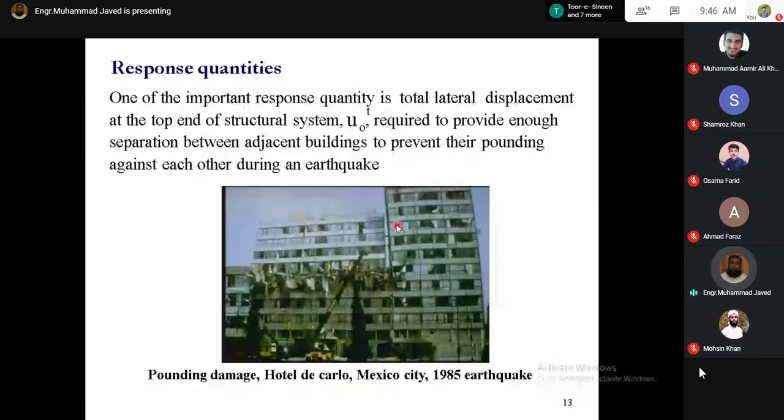Because if the distance between these two structures is less than the required, what will happen? These two structures can collide during the earthquake. As you can see, these two structures collided, and one story of this structure is completely vanished. So in order to calculate minimum distance between these two structures, we need to find U naught T.